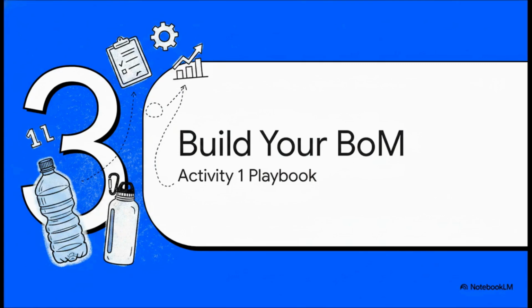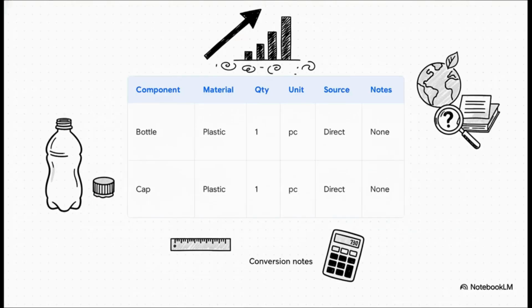Right, let's get practical. Section 3, Step 1, build your BOM. This right here is your Activity 1 playbook. For Activity 1, your final output needs to look exactly like the table we're looking at. Every single component must be listed out. You'll need to fill out the material type, the quantity, the unit of measurement, and, this is huge, your exact data source. You also have to include a column for conversion notes.